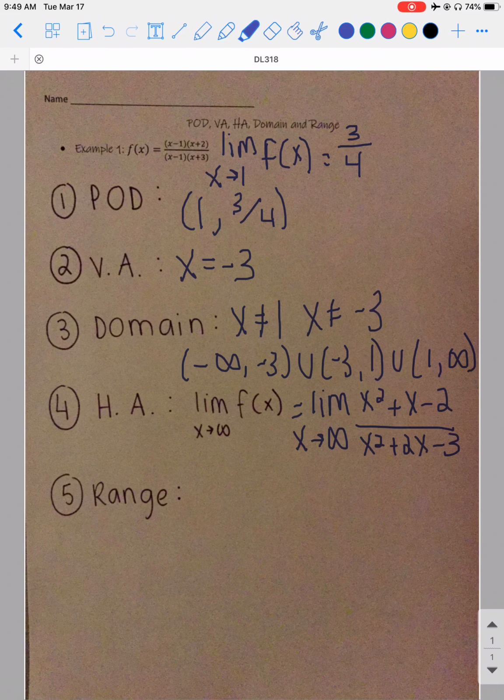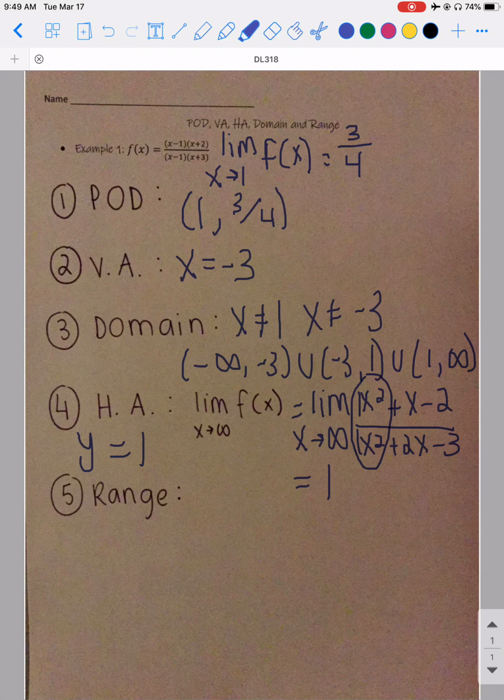As you can see here, my highest degree on the top is equal to the degree on the bottom. Both of these are x squared. And our rule here for end behavior is when we have the degree on the top equal to the degree on the bottom, my answer is going to be the coefficient. So in this case, the limit is going to equal 1. So that tells me that I have a horizontal asymptote at y equals 1.